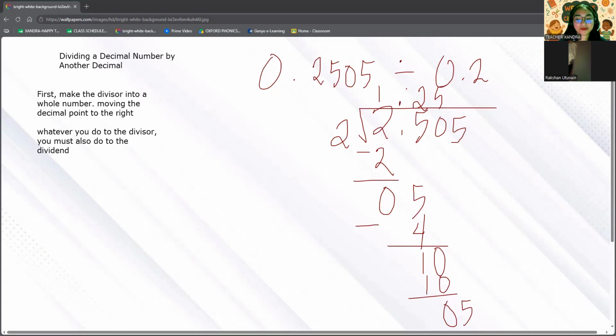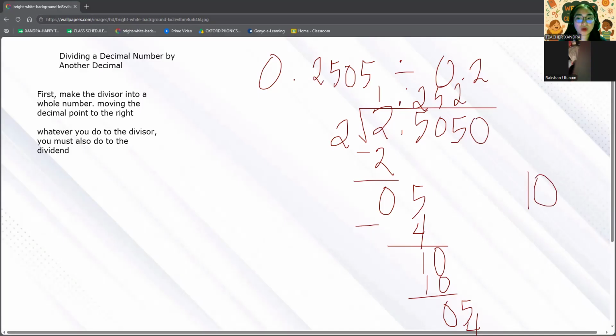2. And then 2 times 2, that's 4. And we still have a remainder. So 5 minus 4 is 1. And we still have a remainder. So what are we going to do? If we have a remainder, we add 0.